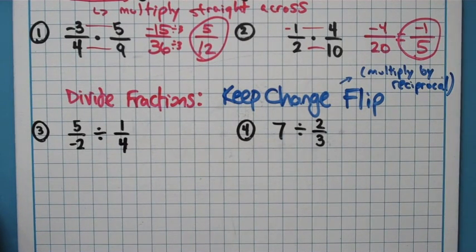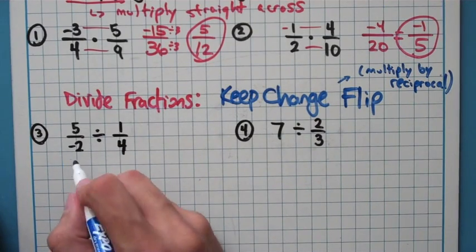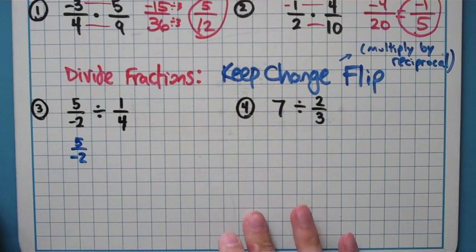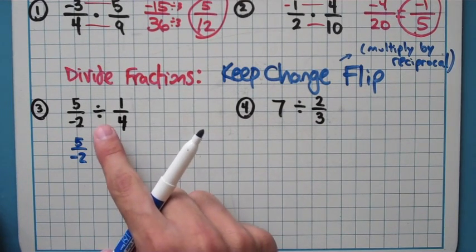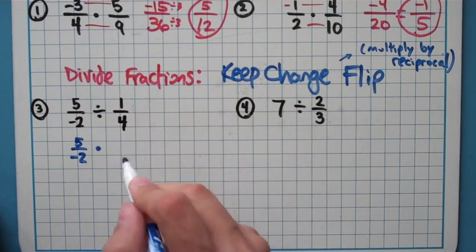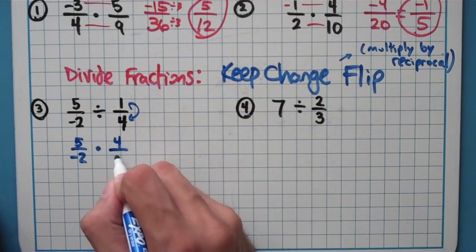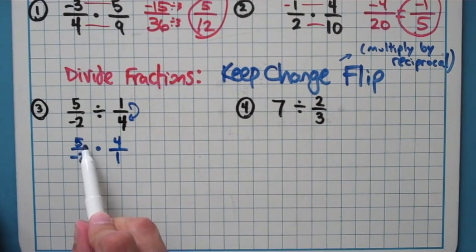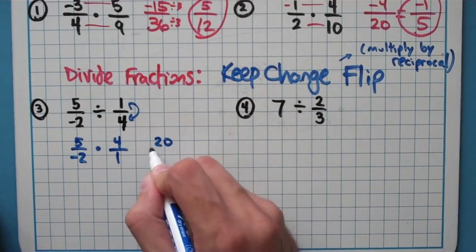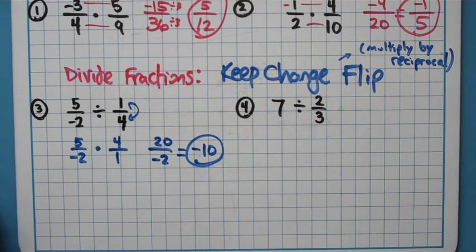So, first fraction. In our problem, when we are dividing, keep it exactly as is. This 5 over negative 2 does not change. I'm going to leave it the same, keeping it alone. Change this sign right here, the division sign, to multiplication. And flip your second fraction. So 1 over 4 turns into 4 over 1. Once you get this, it's a multiplication problem. You just go straight across now. 5 times 4 makes 20 over negative 2. My answer is negative 10.